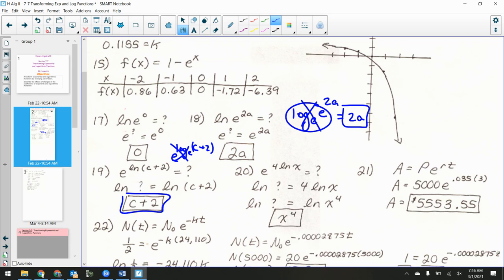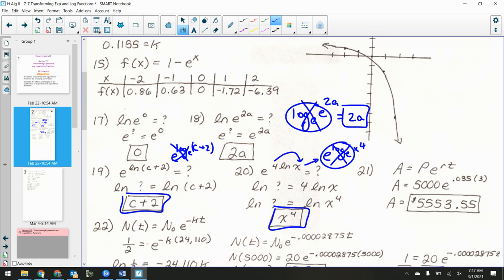For number 40, I would want to take this 4 and put it up on top, and that would turn it into e to the log base e of x to the 4th, and that would cancel, leaving just the x to the 4th. Again, that's not wrong the way that the work is shown up there. I would just do it a little different.